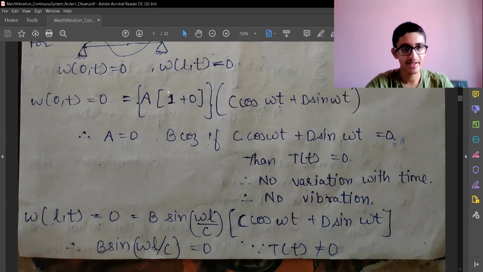Now when I put the second condition, this is the condition I'm getting: w of l comma t is equal to zero, which from here is equal to b sine of omega l by c. This c in the denominator inside the sine function is the wave speed, and this c and d are the constants. So please bear with that, the small c and capital C should be easily understandable. But again, I cannot put the second bracket equal to zero, because that will completely make my response equal to zero. So I'm going to put the other part equal to zero.